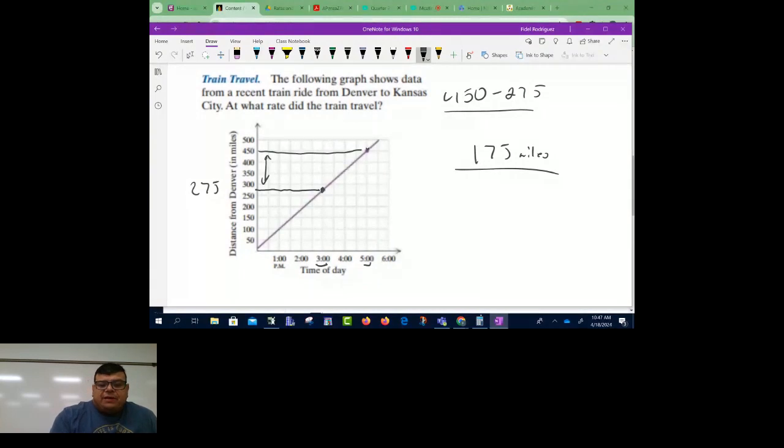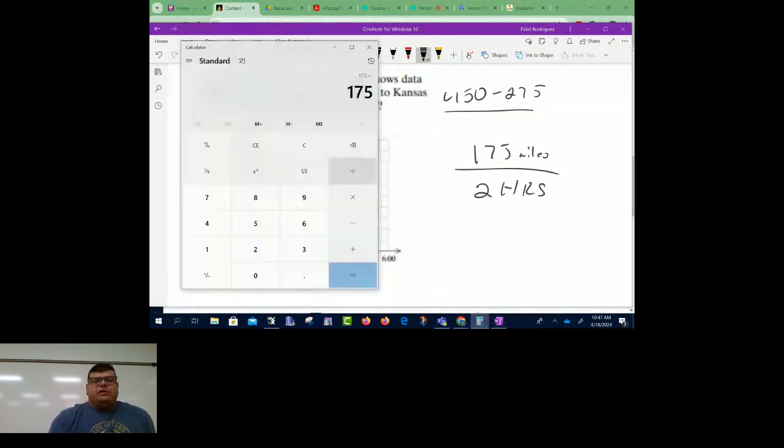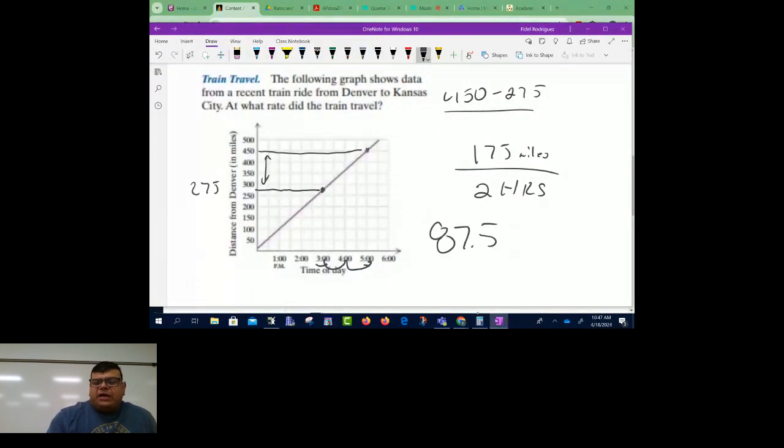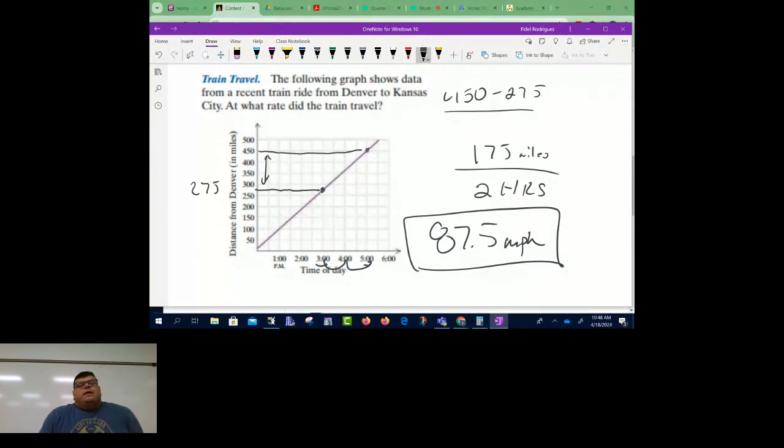Now, how much time passed from 3 to 5, y'all? Excuse me, that's 2 hours, right? So guys, if I divide 175 divided by 2, that means that that train is going 87.5 miles an hour, right? That's all we're doing here, right?